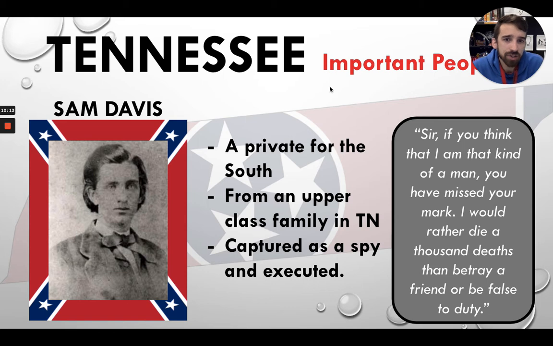Next up, we got Sam Davis. So Sam Davis is a private for the South, also just a low-ranking soldier. He's from an upper-class family in Tennessee, so he's a wealthy guy. And he was a spy. And he's captured and he's executed. And so in his last speech before dying, he says, "Sir, if you think that I'm that kind of a man," the kind of man who would give away enemy secrets, "you have missed your mark. I would rather die 1,000 deaths than betray a friend or be false to duty." And that kind of represents how people in the South felt about this war. The Southerners were very big about honor, very big about reputation.